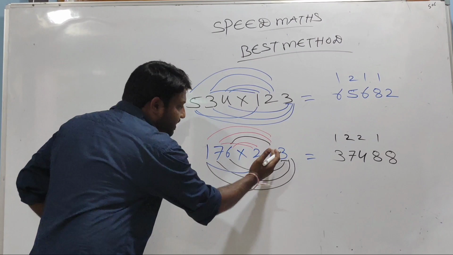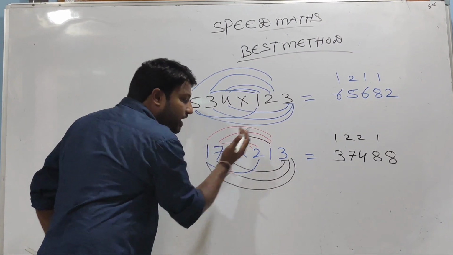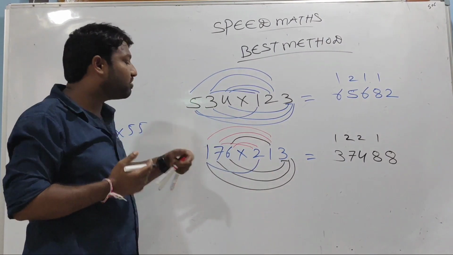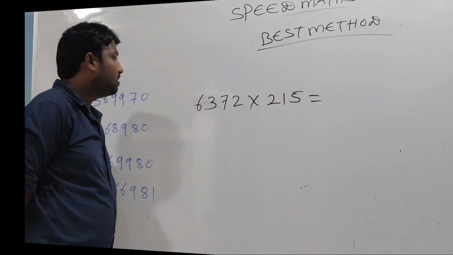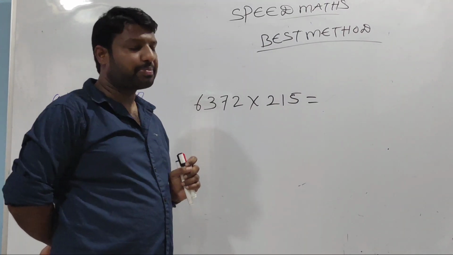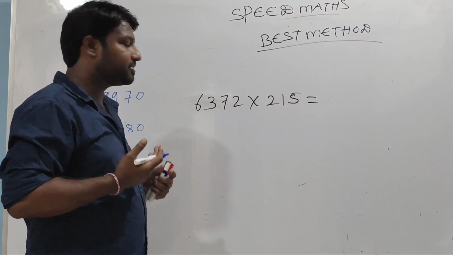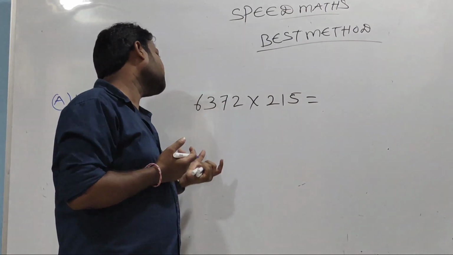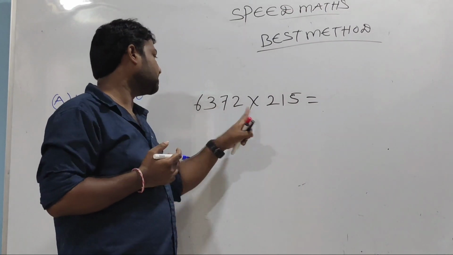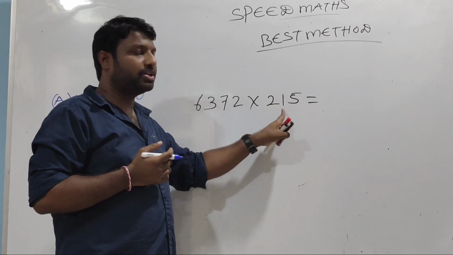One number will go like this, the next number will follow like this. Like this you can do any digit number. Now see this, I have taken a 4-digit number and I am multiplying it with a 3-digit number. While solving some question, after solving that question, you have got a final equation as 6372 into 205.